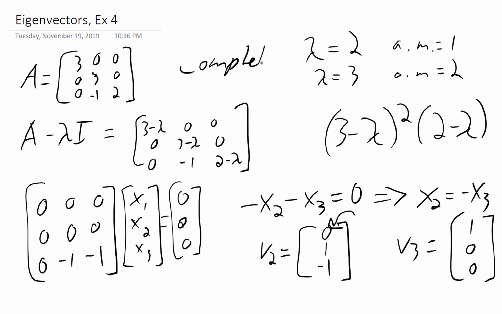For those of you who care about such things, note that any vector on a plane, that plane being y is equal to minus z, any vector on that plane is scaled by 3, and the direction of it is left alone. That's what's meant by an eigenplane. Pick a vector on that plane, and it's treated as an eigenvector.